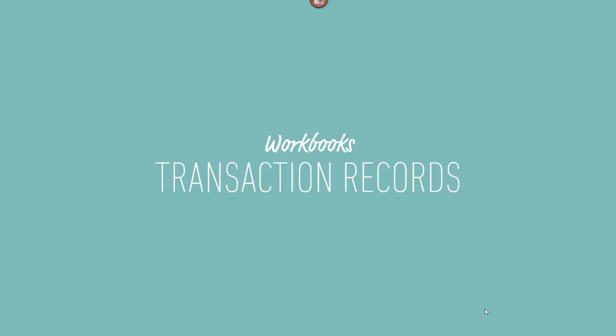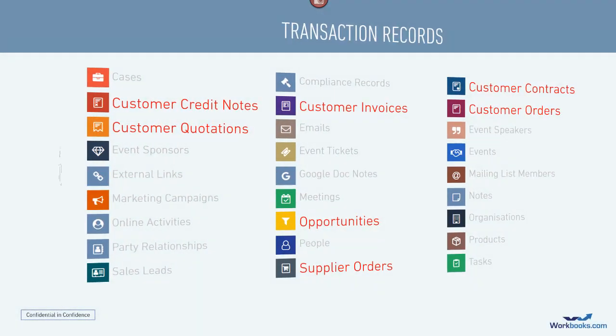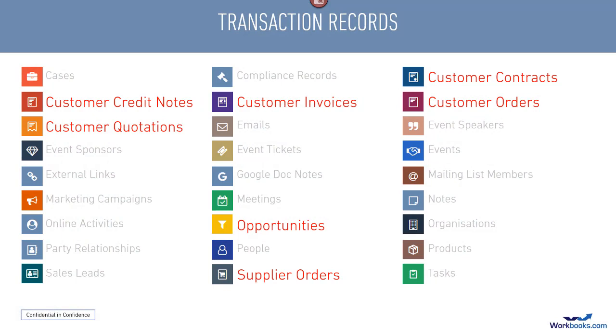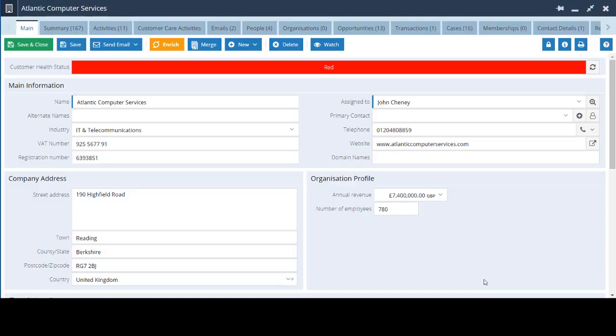Let's look at transactions now. There are several different types of records in Workbooks that we term as transactions, and these include the ones on the screen now, shown in red. There are opportunities, quotations, orders and invoices, as well as credit notes, supplier orders and contracts. They all share some similarities, so let's have a look at one within Workbooks.